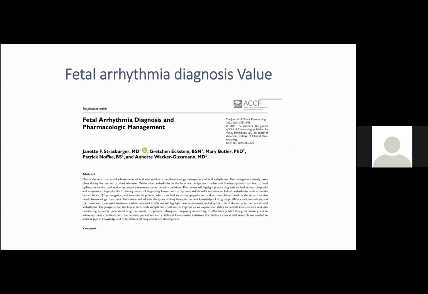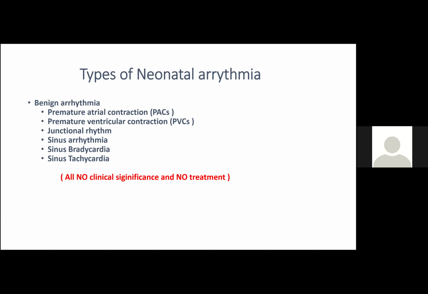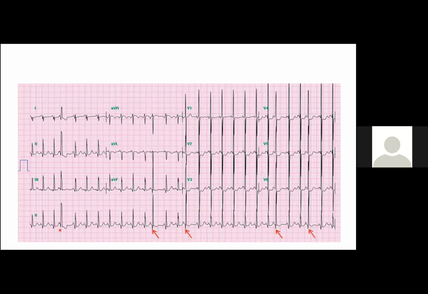This is just to highlight the fetal arrhythmia as a diagnostic value. So going to the types of neonatal arrhythmia, as we mentioned, benign arrhythmia is either premature atrial contraction, premature ventricular contraction, or junctional rhythm, sinus arrhythmia, sinus brady, and sinus tachycardia. All have no clinical significance and should have no treatment.